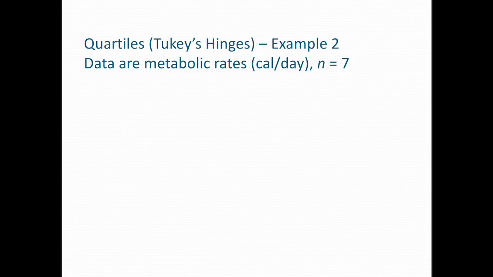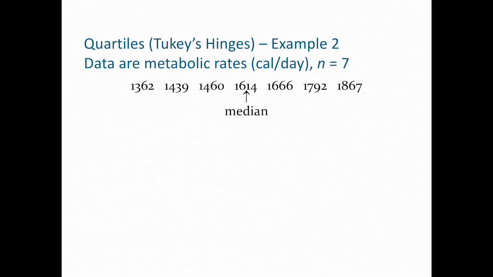Knowing this, there's a certain rule we need to follow. Certain statistics classes will do something different, and some calculators will also do something different, but we're going to be following what's called Tukey's hinges. So here we have an example 2, and we have metabolic rates of calories per day, and our n equals 7. Here we have our median. We've done a data set similar to this, and we have our median of 1614.